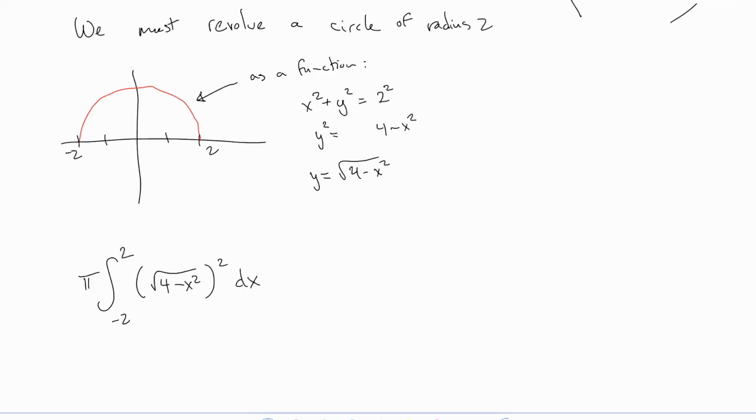I know it's time to go. So I do the square first. I get pi, integral from minus 2 to 2. Square the inside, which kills the square root sign. It'll say 4 minus x squared.